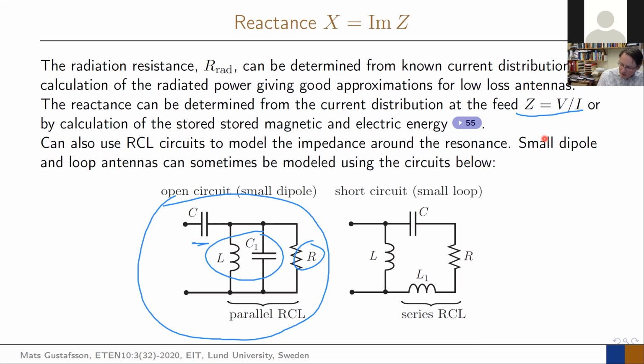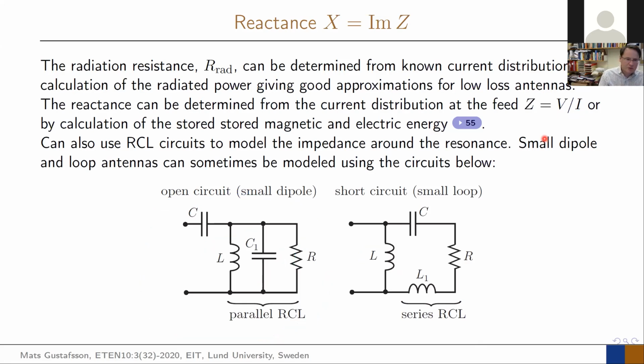If you have a loop antenna, we'll come back to loop antennas next week. There we have a more inductive type of antenna, because a loop antenna is more magnetic. It's like a current that goes around in a loop. And then you can have a different circuit model.